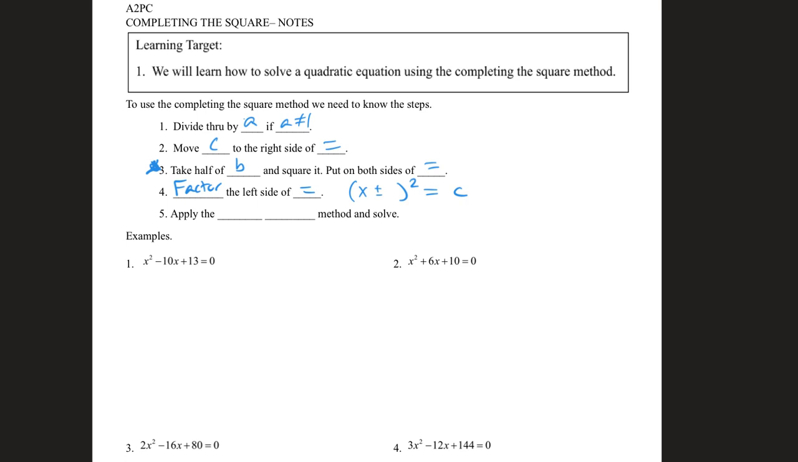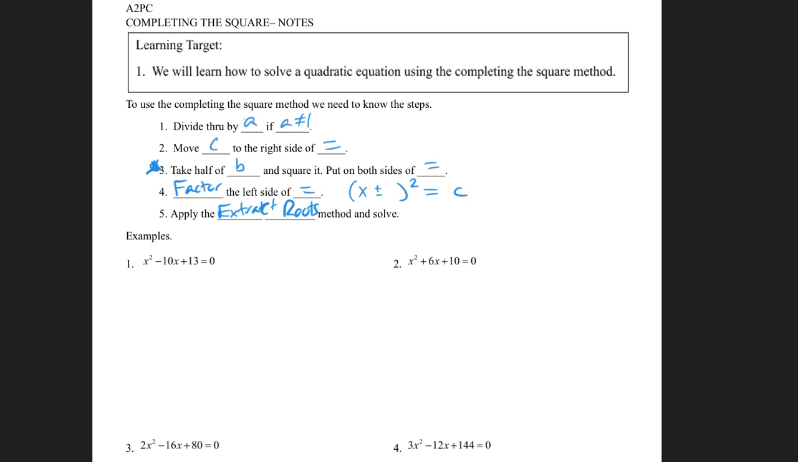And then the last part, once I get to that step, is to solve for x. I can take the square root of both sides. That's the extracting square roots method. So I can apply the extract roots method. That's just you take the square root of both sides and then solve for x.